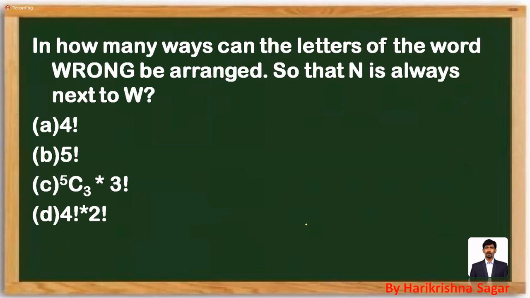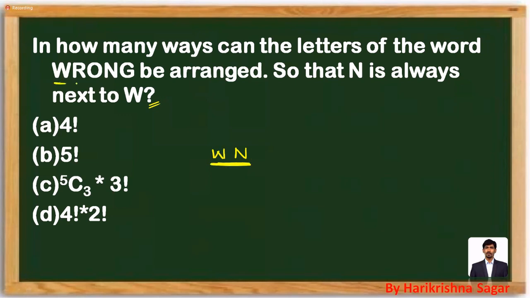Look at the next question. In how many ways can the letters of the word WRONG be arranged so that N is always next to W? N is always next to W means it should be following the pattern as WN.